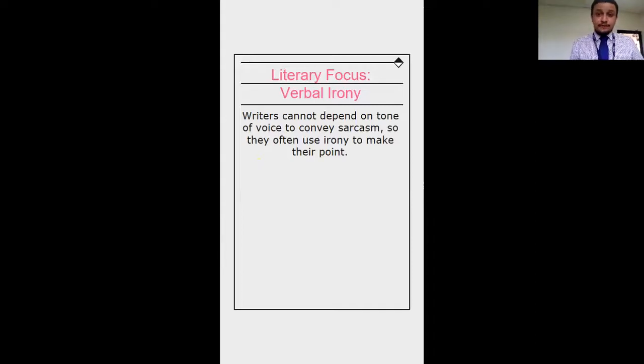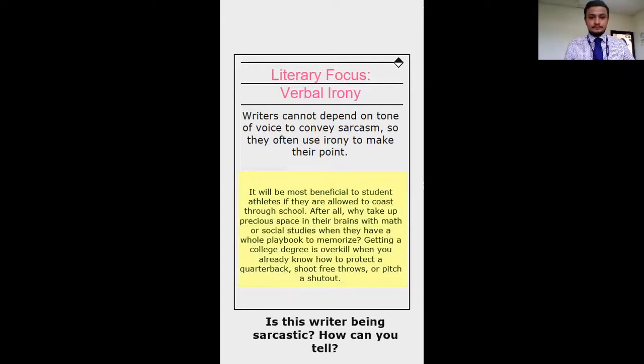Our literary focus is verbal irony. What is verbal irony? Writers cannot depend on tone of voice to convey sarcasm. So they often use irony to make their point.